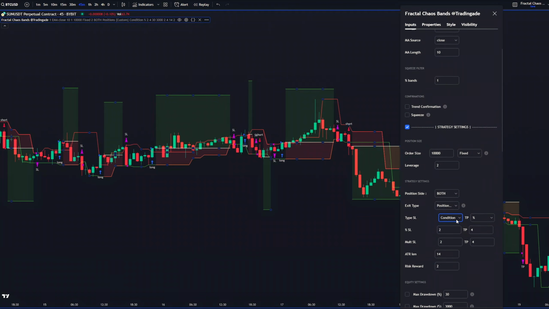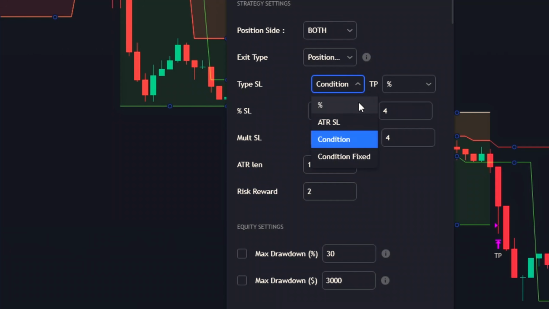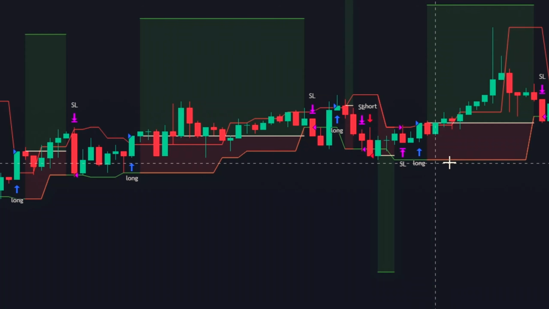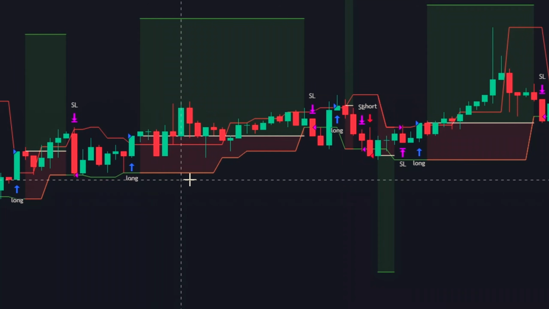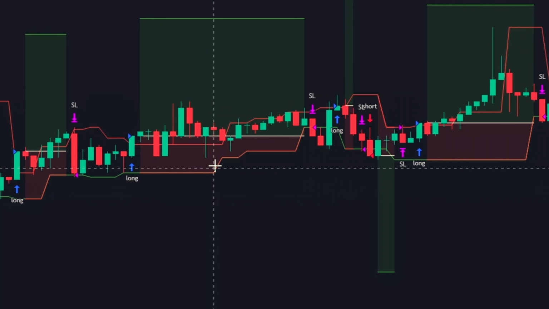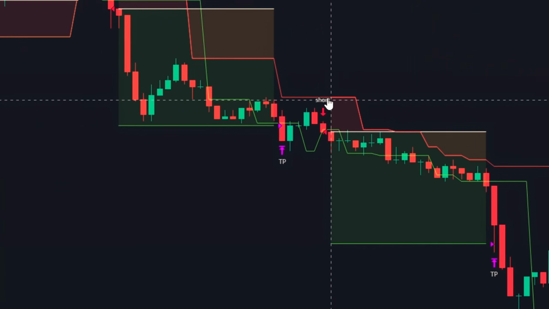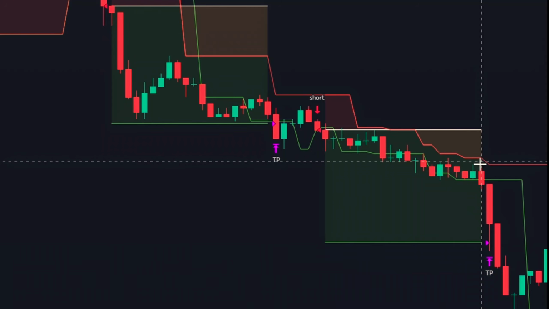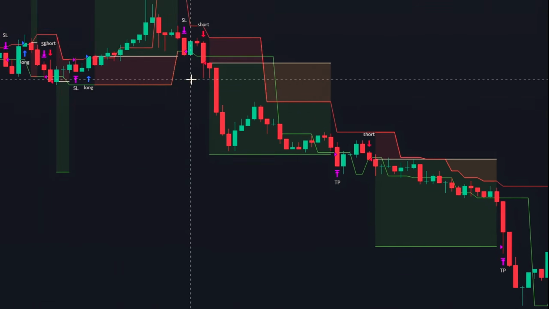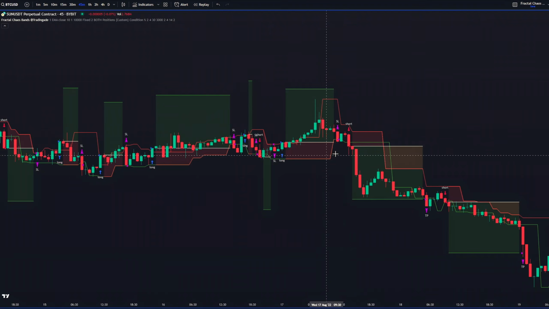Let's pay attention to the exit rules. We have percentage stop loss, ATR stop loss, or condition fixed. Condition will set a stop loss based on the lower band. In fact, as you can see for a long position, this is the stop loss line, and it basically follows the lower band. Whereas for a short position, the stop loss will be the upper line. As you can see from here, it will follow the upper line. So this is similar to a trailing stop loss, but it's based on bands.